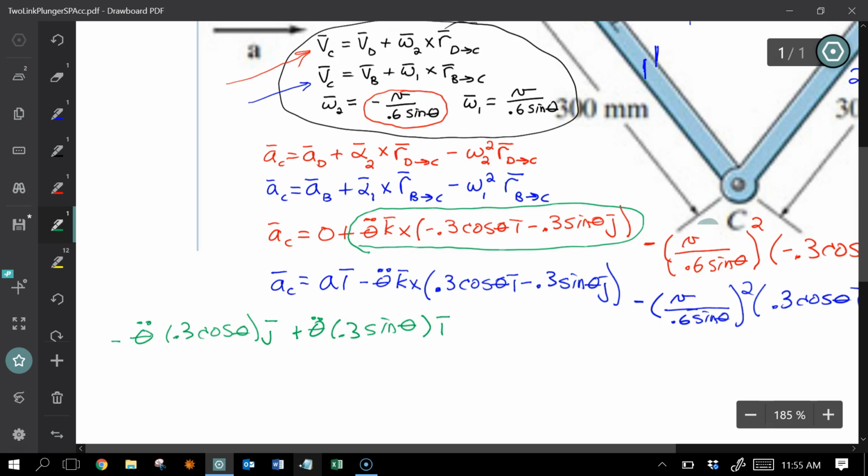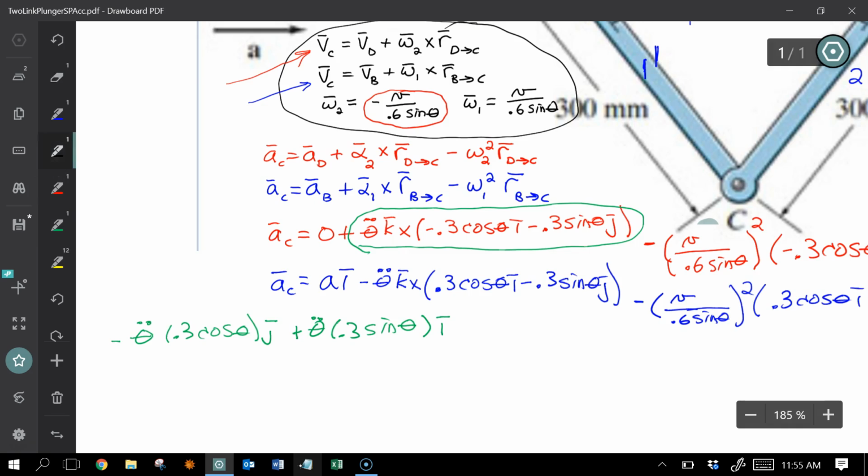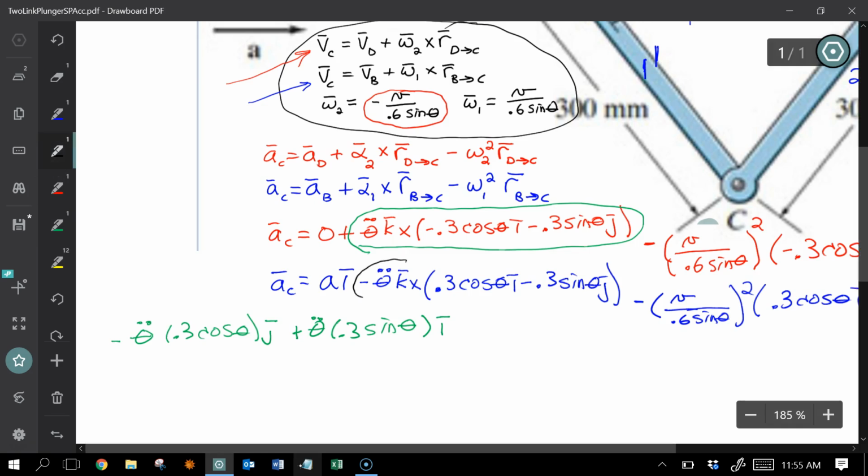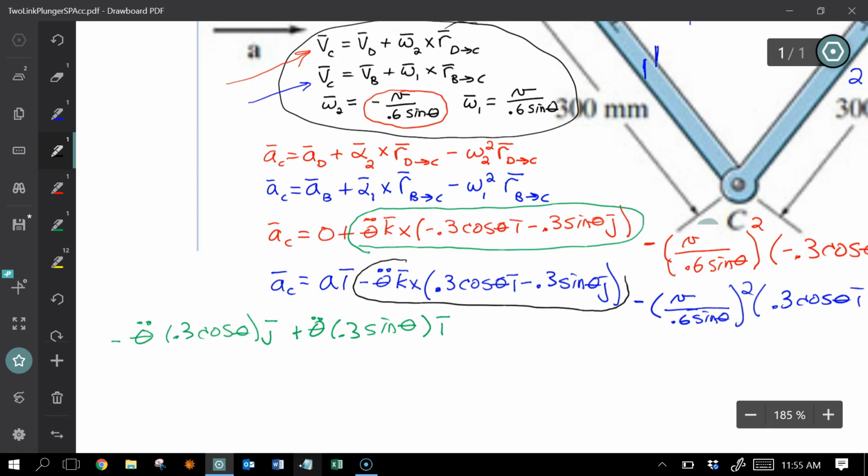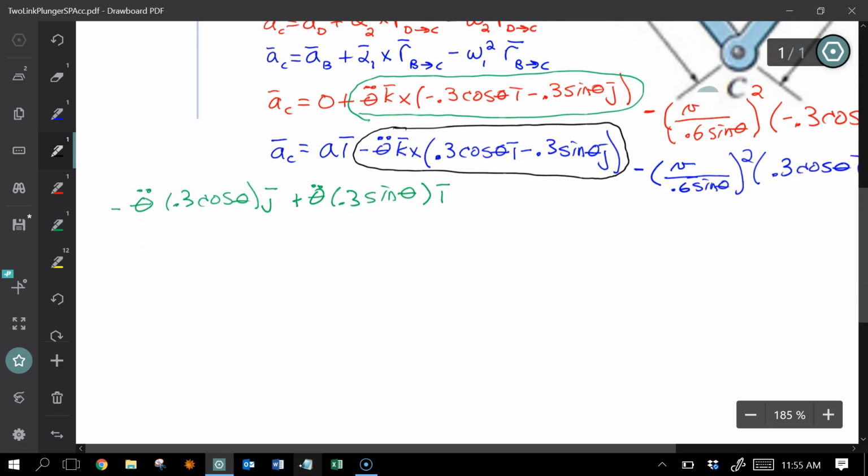So I have that. Okay, and then this cross product, the blue cross product, that term is, bring all the constants out front, minus theta double dot 0.3 cosine theta. K cross i is a positive j, and then I have a negative is positive, theta double dot 0.3 sine theta. K cross j is a negative i.